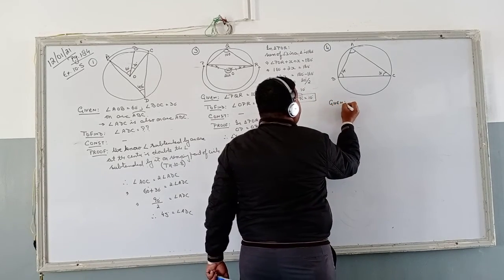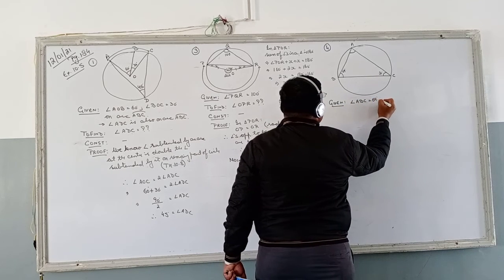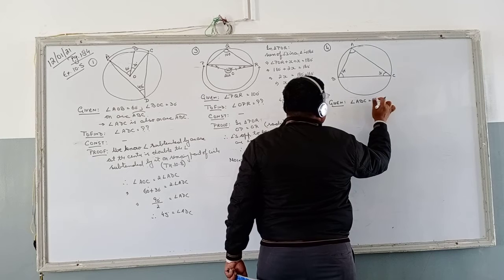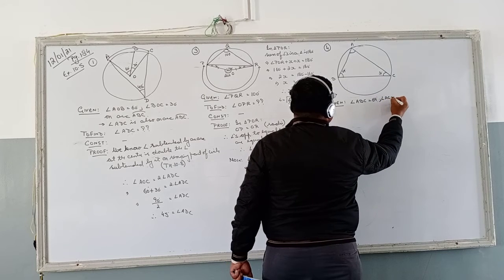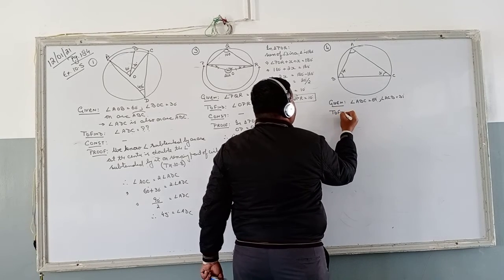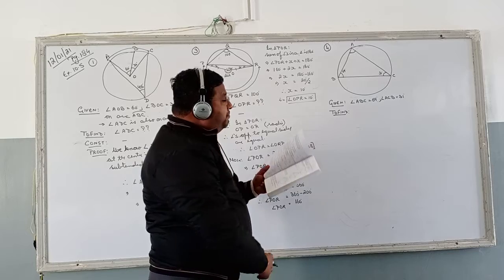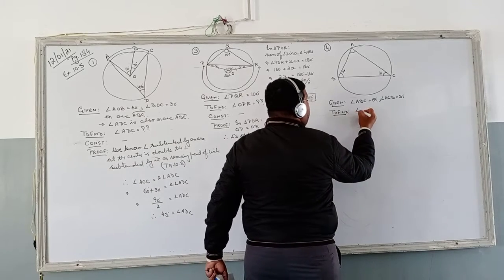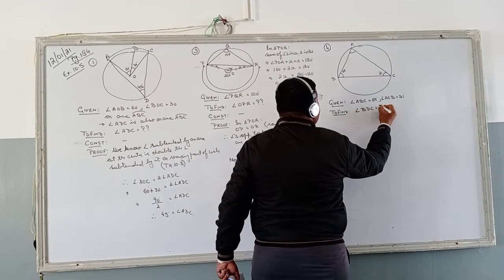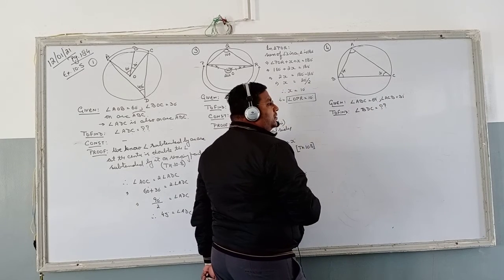What is given? We are given angle ABC is equal to 69 degrees. Angle ACB is equal to 31 degrees. What do we have to find? We have to find angle BDC. Now where is BDC? I have not marked it, and I am not marking it also.